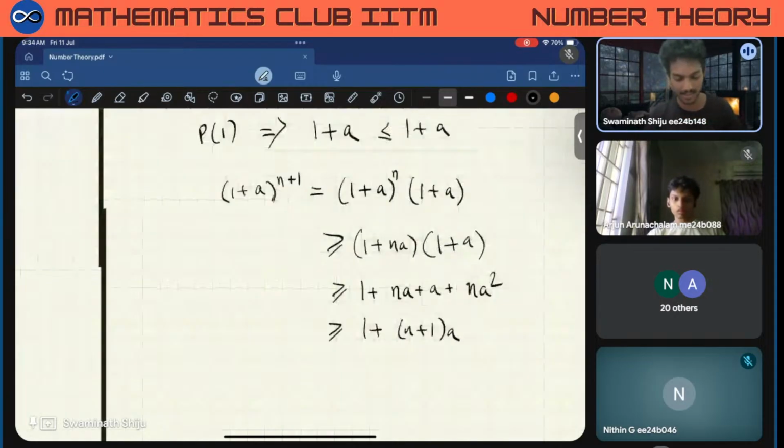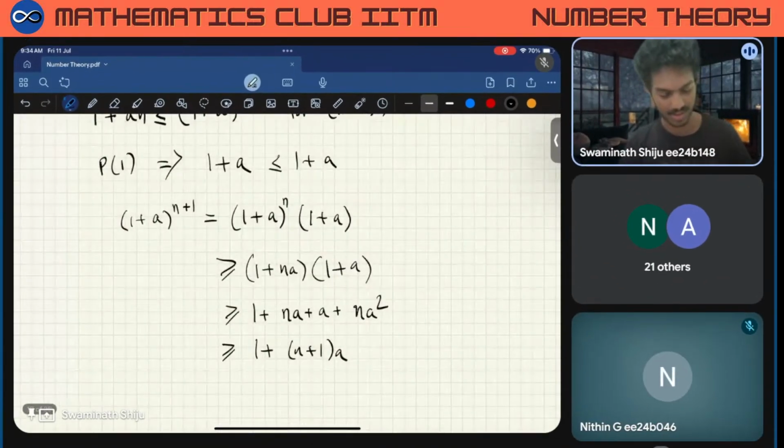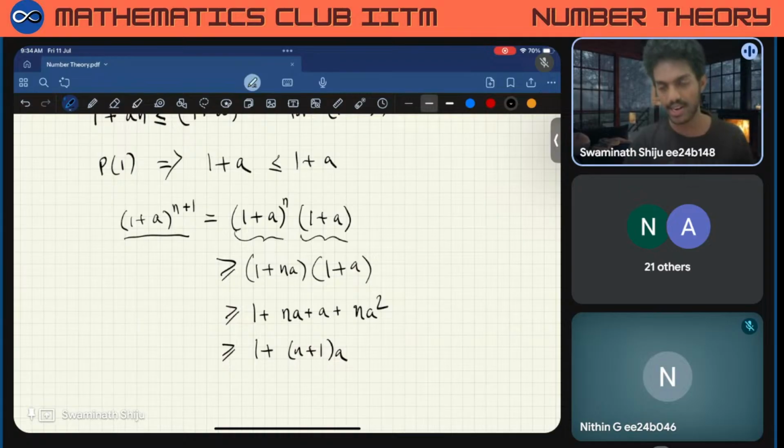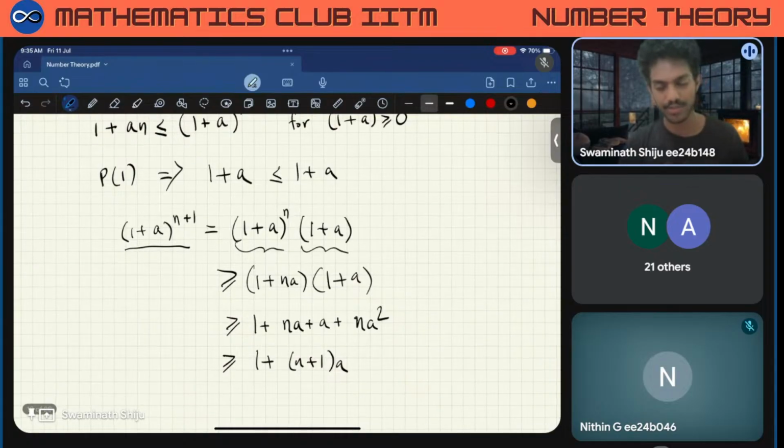Okay, that's the proof. So I'll walk you through this. What we did is we wrote n plus 1, and we split that into n and 1 plus a. We know n is true from our weak induction argument. So we have this, and then 1 plus a is just positive, so you can multiply it on both sides.